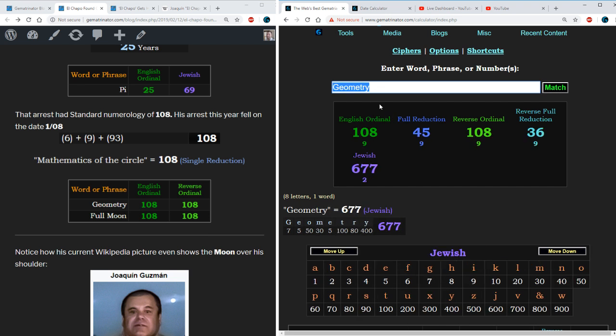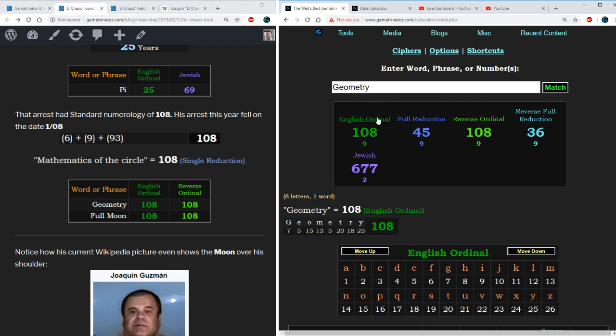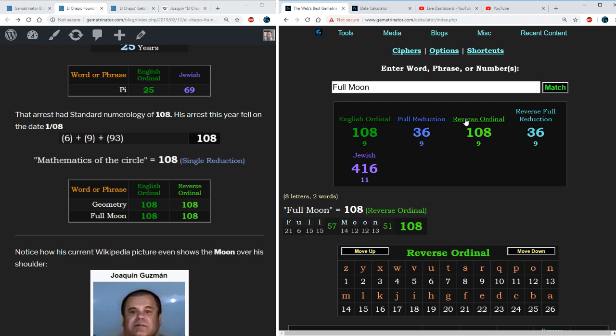Gematria is geometry within the language. Notice how the word geometry has a mirror value of 108 in both the alphabetic and reverse alphabetic orders, 108. The phrase full moon equals 108 in both methods. And it's said that the moon is 108 times its diameter from the Earth, as is the sun.